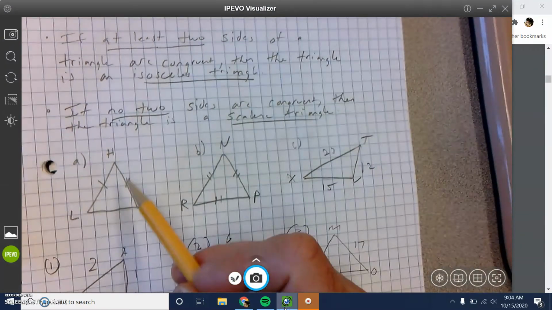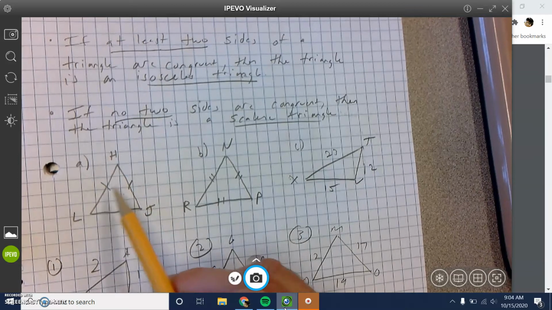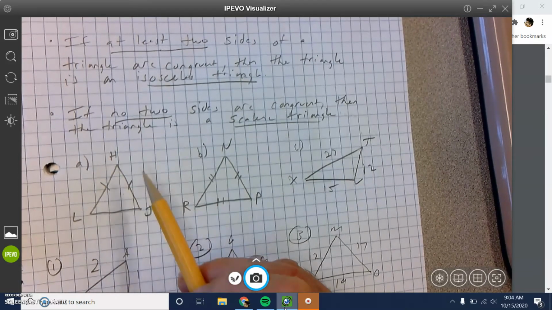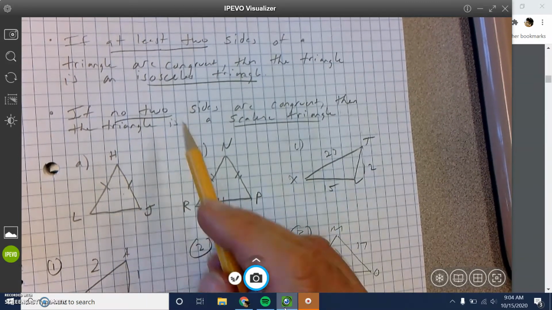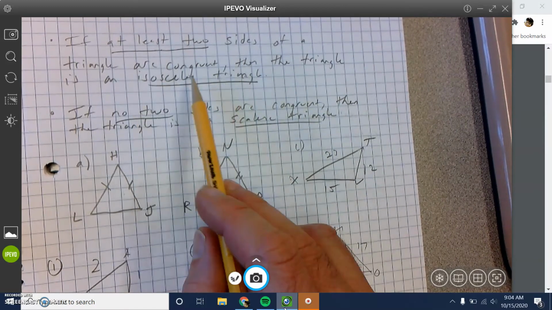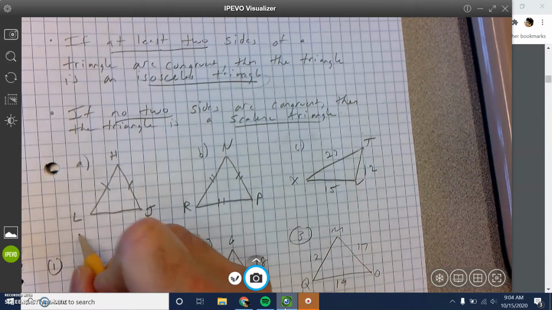So A, what is this? Well, I see two sides are congruent. And so therefore, this is at least two sides are congruent. So this is an isosceles triangle.